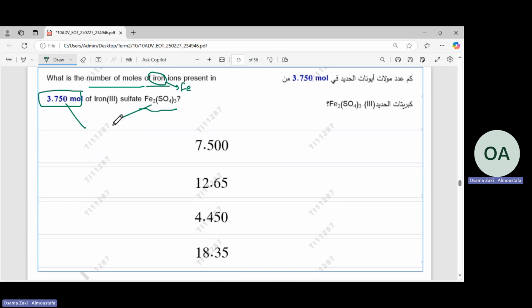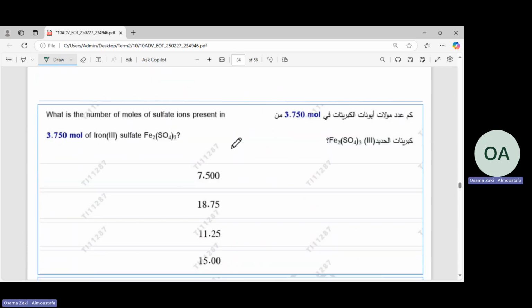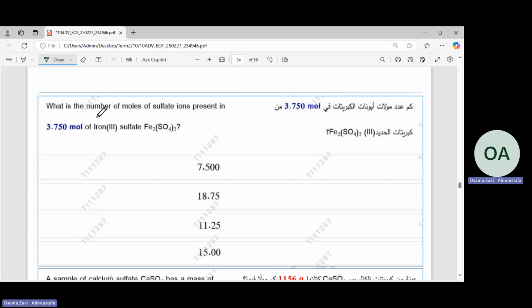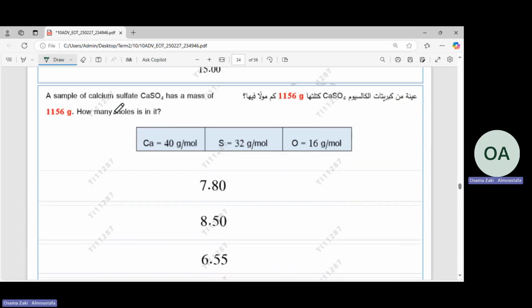So how to find it quickly? Just multiply by the subscript of Fe, because they are asking me to find the number of moles of iron. We have a subscript here, so just multiply by 2. Same for the sulfate ion. Sulfate is SO4. How many SO4 do we have? We have 3. So multiply by this to get the answer here.